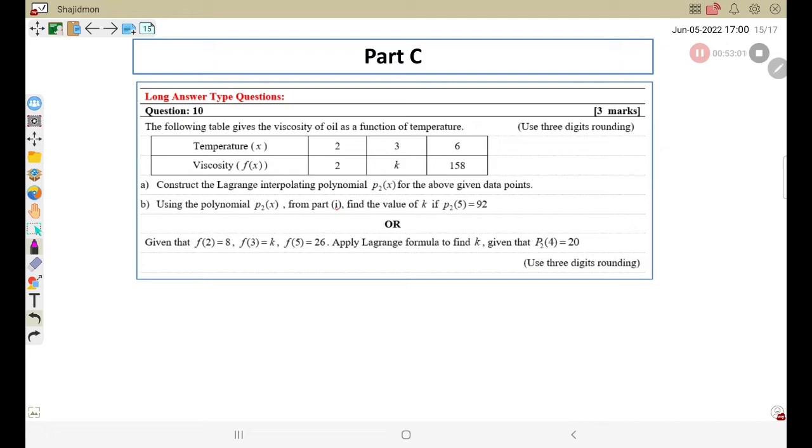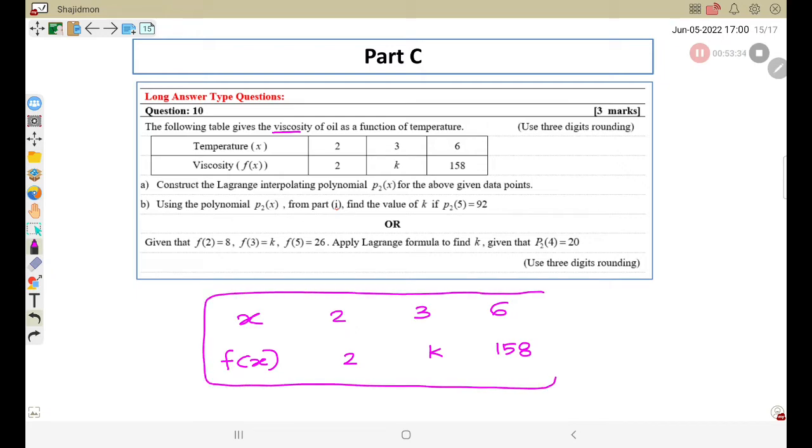Part C, as I told you, is the long answer type question. Question type 10. The following table gives the viscosity of oil as a function of temperature. Temperature we are representing with the letter X. X means temperature. It is given 2, 3 and 6. Viscosity we are representing as F of X. What are the numbers? 2, K, 158. Correct? First question.